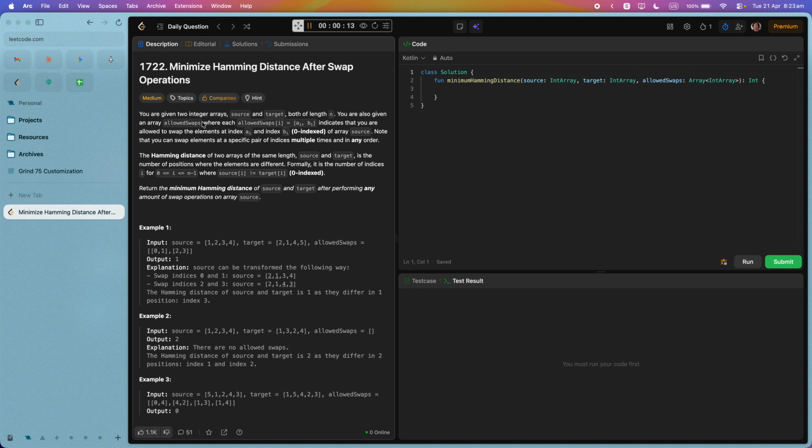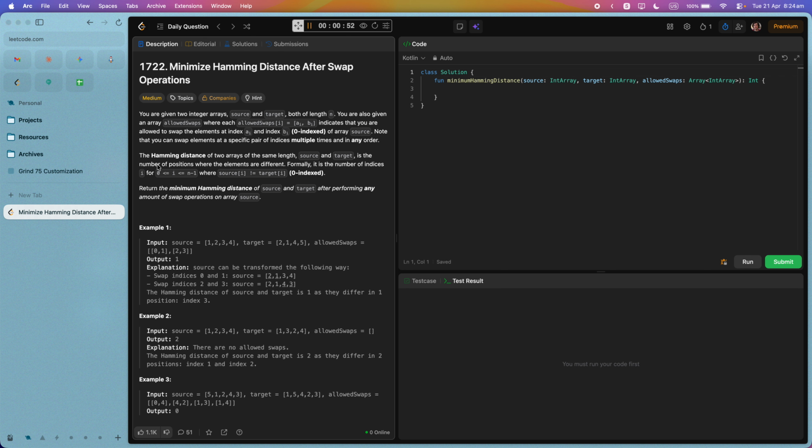You are given two integer arrays, source and target, both of length n. You are also given an array allowedSwaps, where each allowedSwaps[i] = [a_i, b_i] indicates that you are allowed to swap the elements at index a_i and b_i of the source. Note that you can swap elements at a specific pair of indices multiple times in any order.